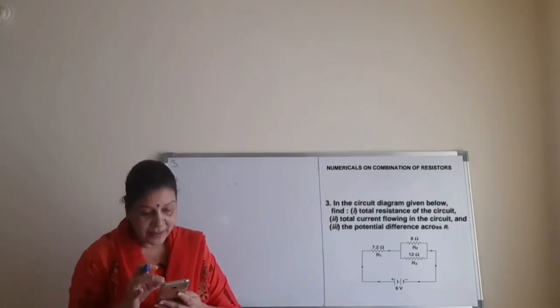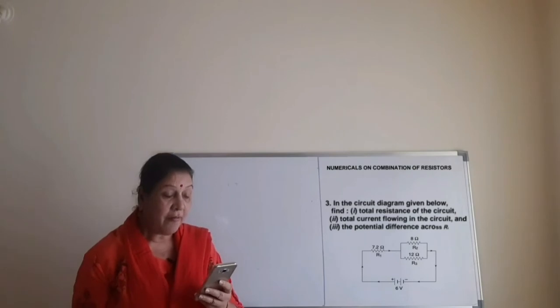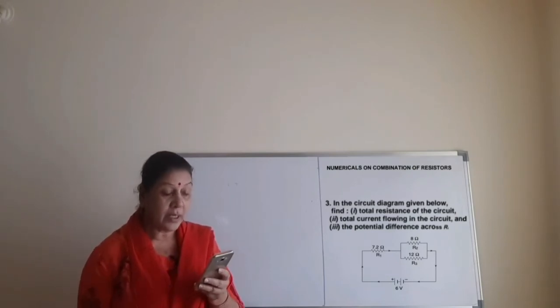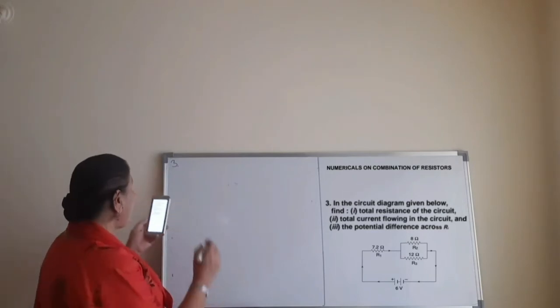In the circuit diagram given below, find the total resistance of the circuit, the total current flowing in the circuit, and the potential difference across R1. So we have been given one circuit.